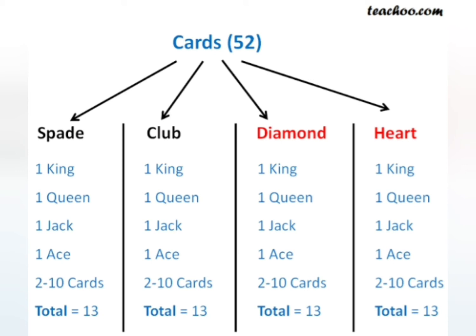In this way, students, in clubs also we have a clear instruction. In club, students, here we have 1 king, 1 queen, 1 jack, 1 ace, and the number cards 2 to 10. So here the total is also 13. In the same way diamond also, students, and in the same way heart. So when we count all together, spade 13, club 13, diamond 13 and heart 13, we get the total number of cards in the pack, that is 52.